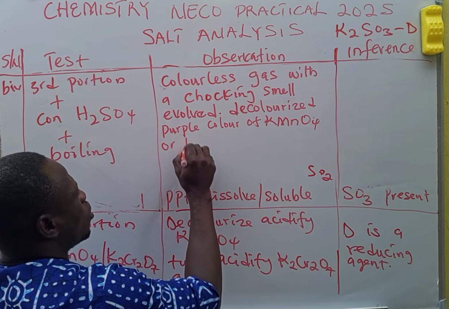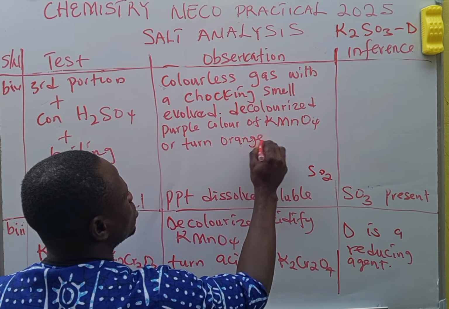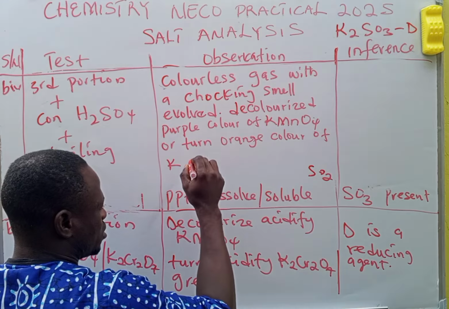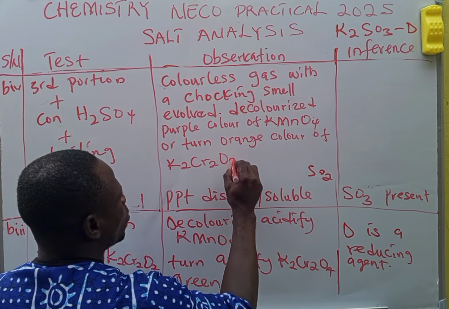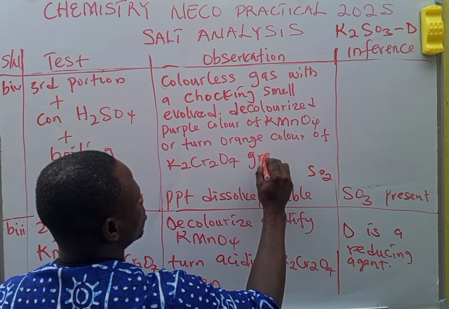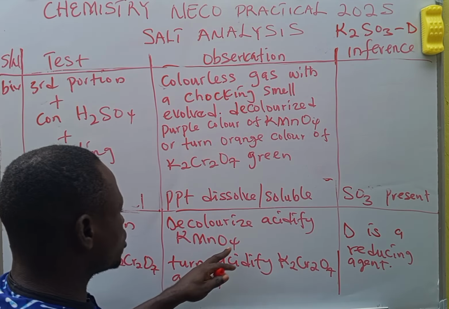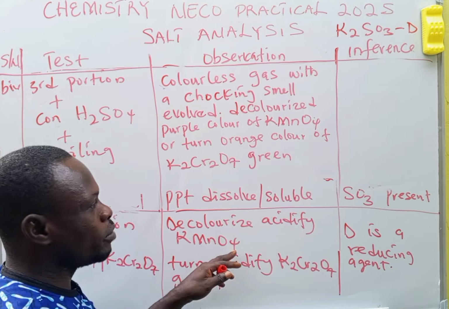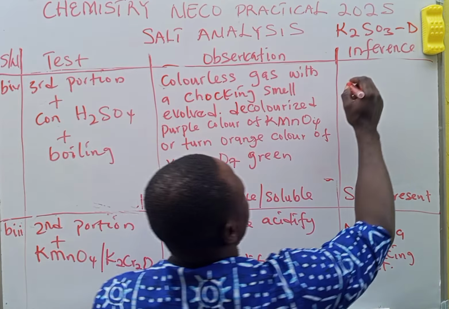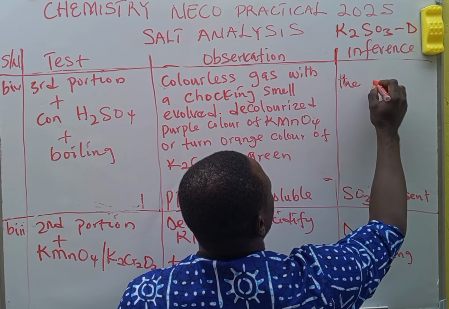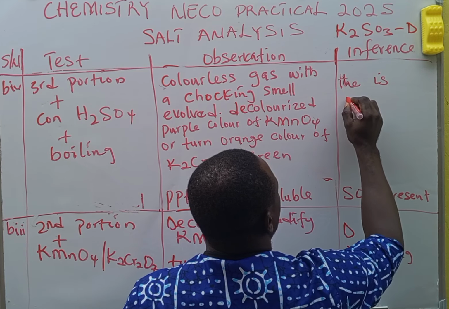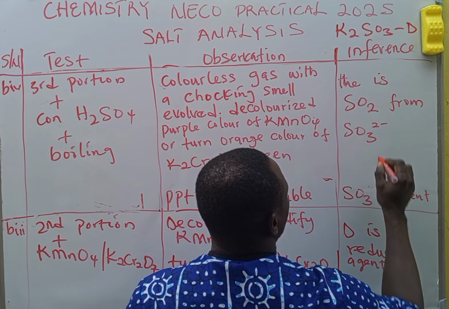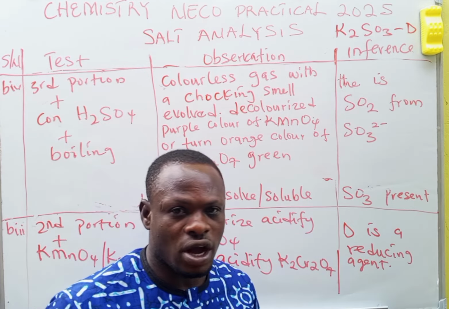or turns the orange color of K2Cr2O7 green. So when you pass this gas into potassium permanganate and potassium dichromate, this is what you are going to observe. So the gas is SO2 from SO3 ion. So that is what we have come to the end of our practical.